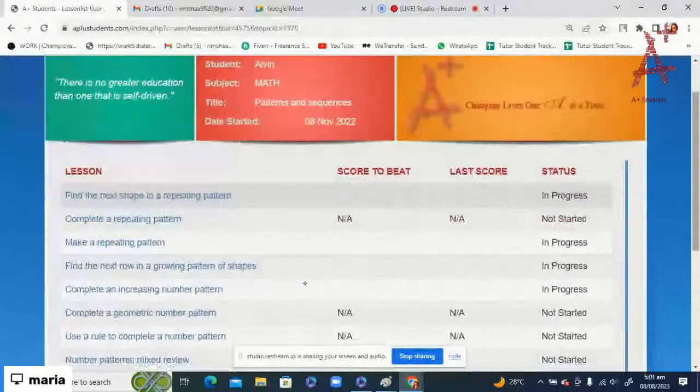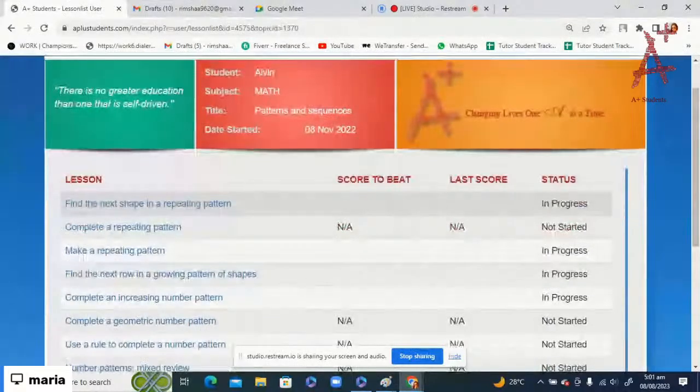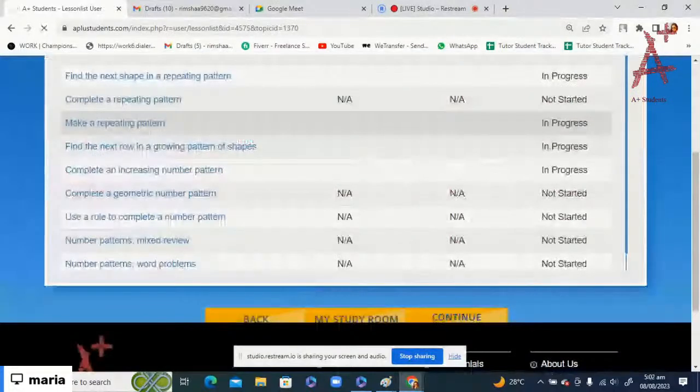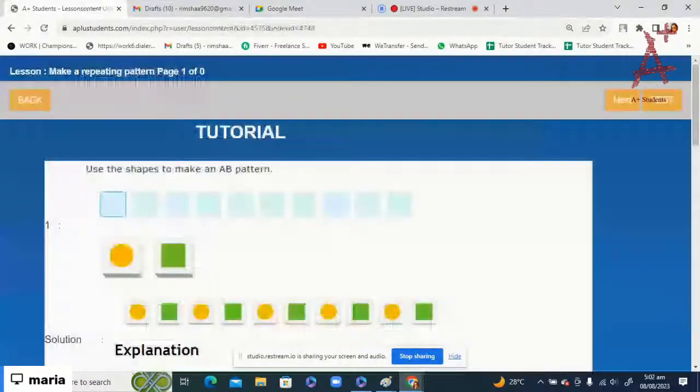So this is your chapter, patterns and sequences, and these are the lessons. Lesson 3, that is making a repeating pattern. Let's start with this. These are the different shapes. We check, do these shapes make a pattern? What does it mean? It means that sometimes the pattern is circle and then square. Sometimes the pattern is square then triangle.